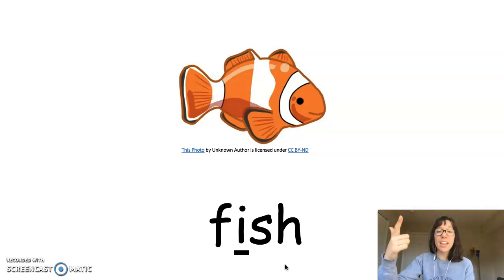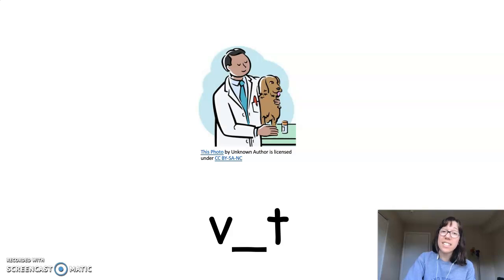F, I, sh. And we know that the letter I says I, so we put the letter I into our word. Now let's do a couple more examples together. This is a vet. Vet. I'll stretch the word vet, and you listen for the middle sound. Vet. V, e, t. Vet.